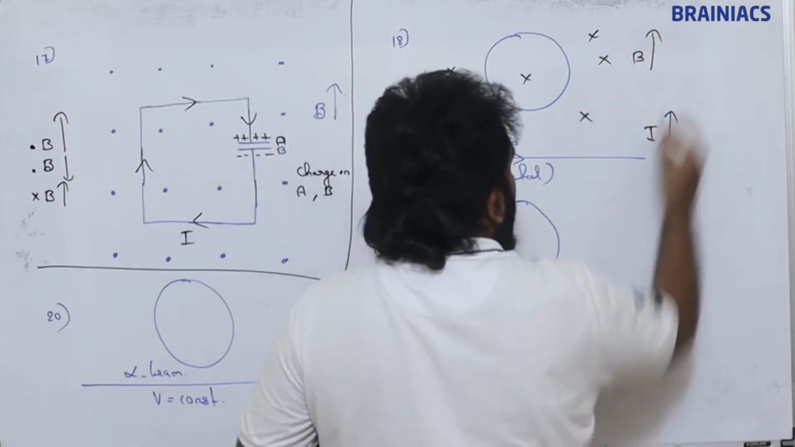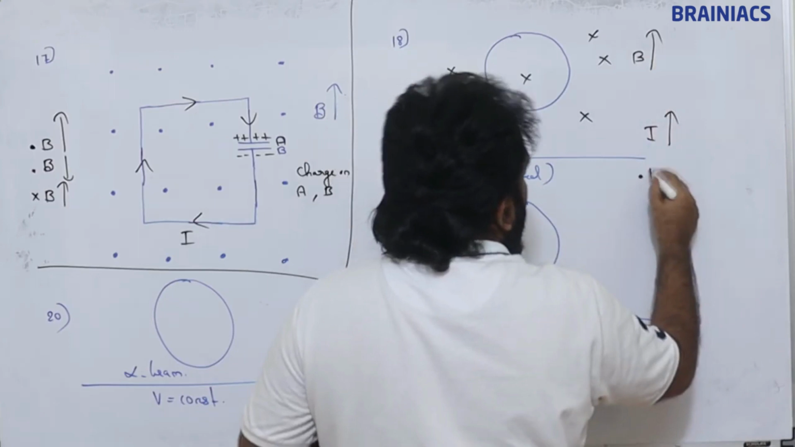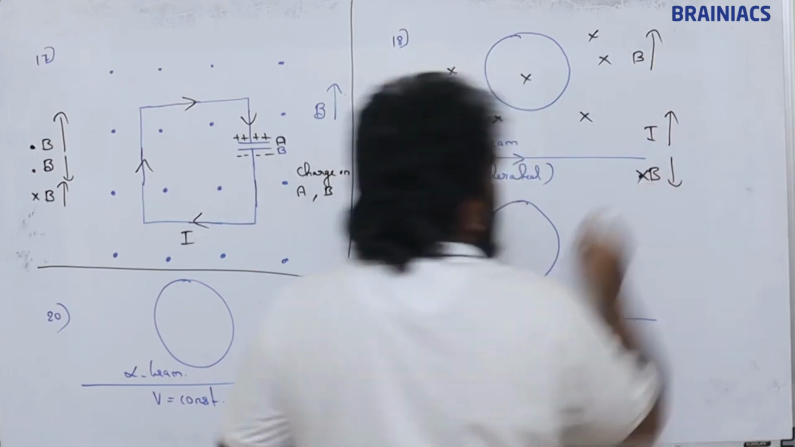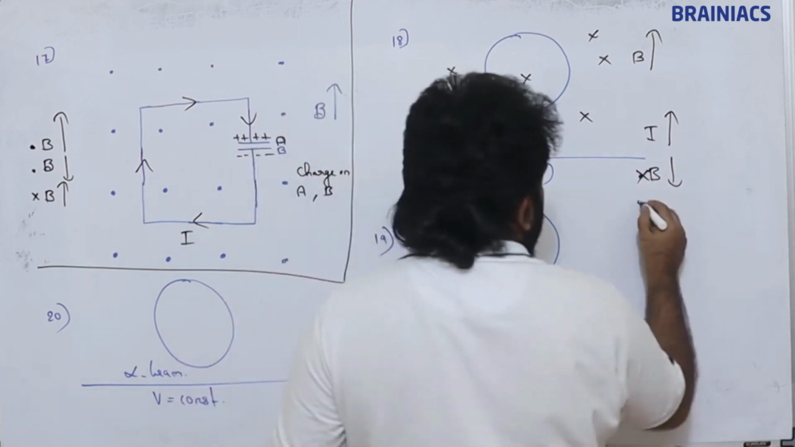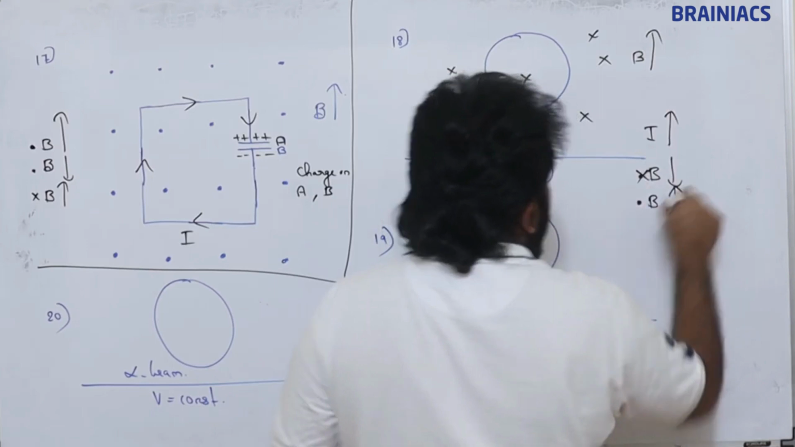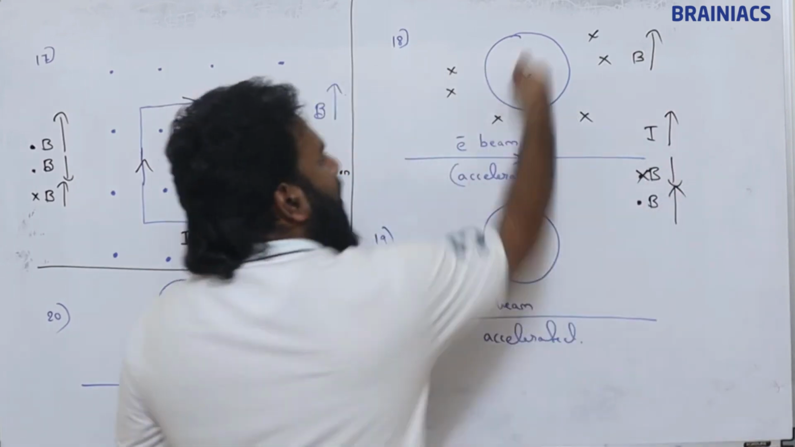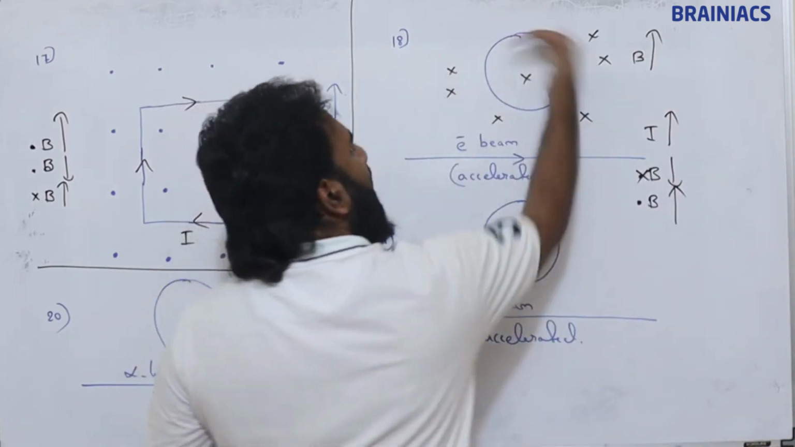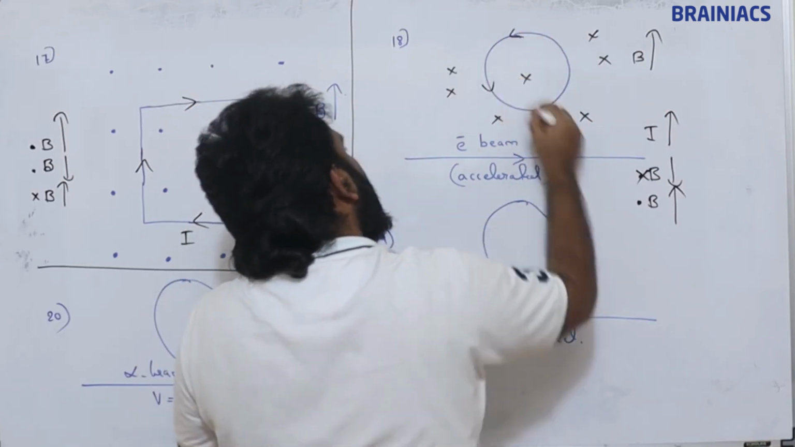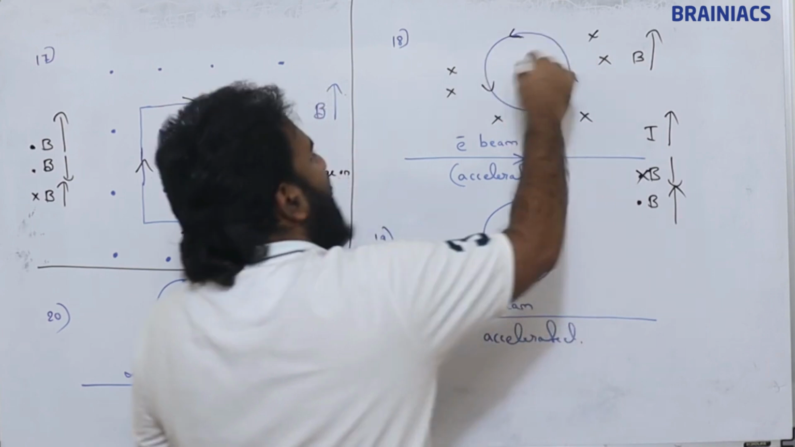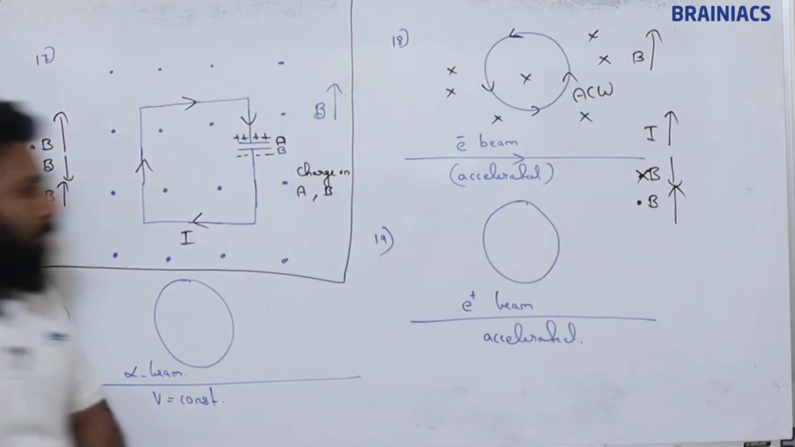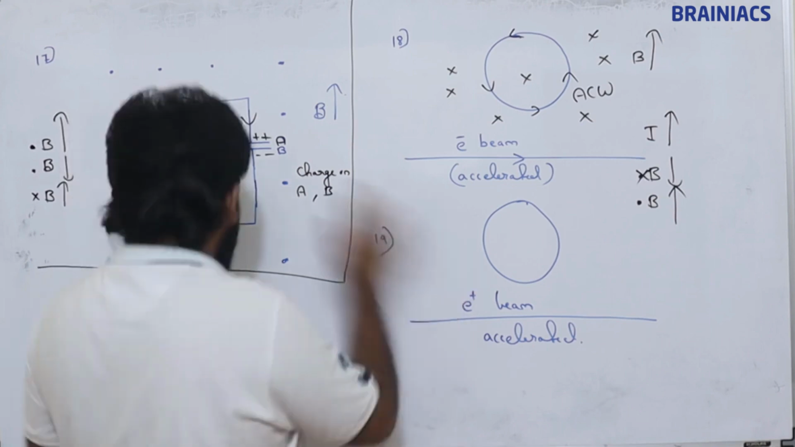So what will happen? It will try to decrease the cross magnetic field. For that, what will this current do? Dot magnetic field will be increased. Dot magnetic field means coming out. So the direction of current will be this, which means anti-clockwise. Clear? Okay. Now we'll come to this question.